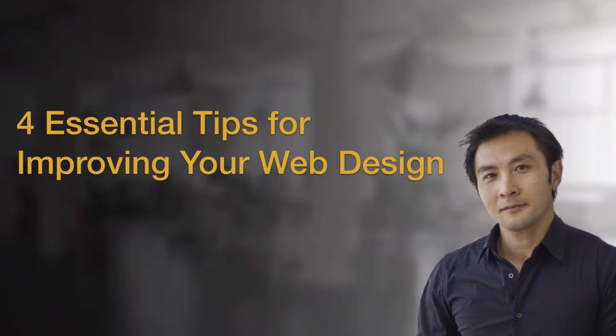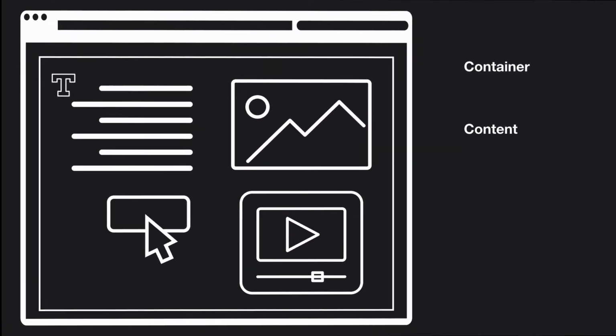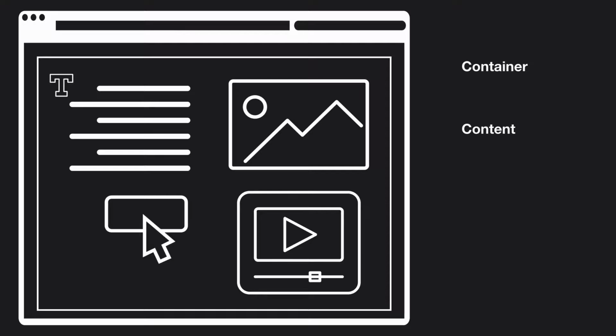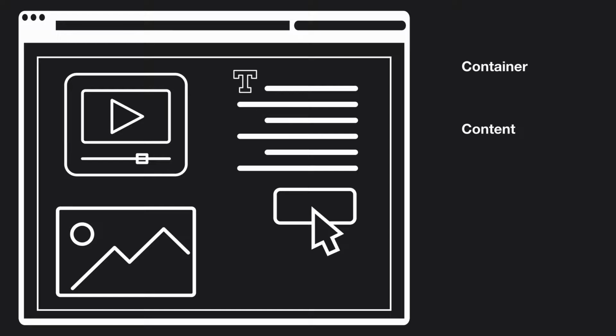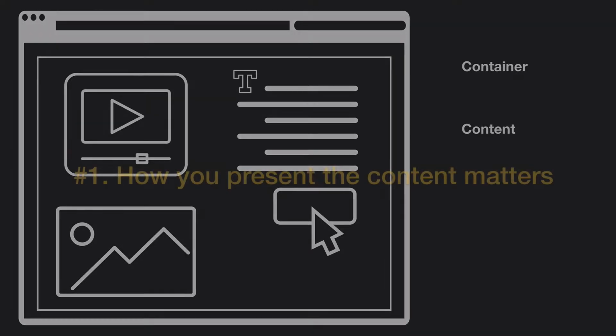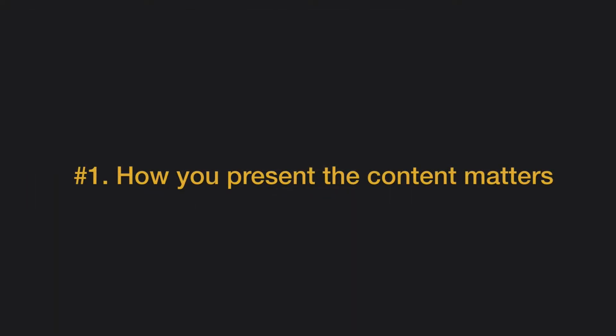I'd like to give you some tips for improving your website design. Now, a website has two elements, container and content. And content can be text, image, or call to action buttons, videos. It matters where you put those elements and content. So the first tip I'd like to talk about is how you present the content matters.